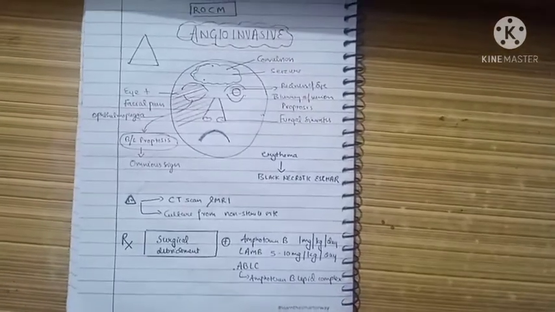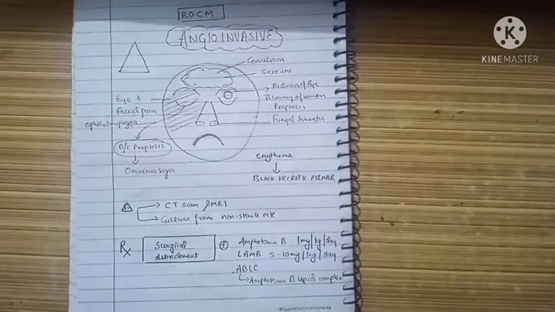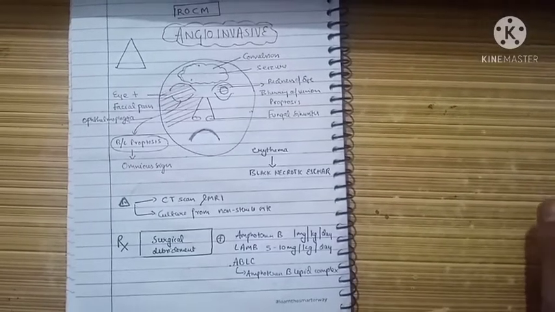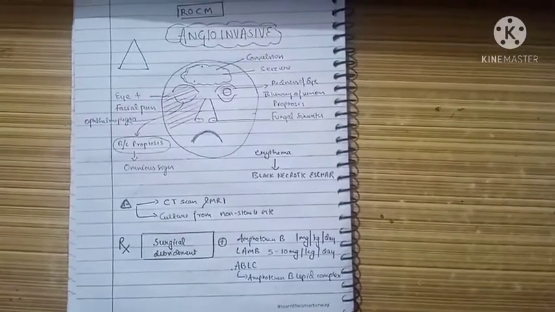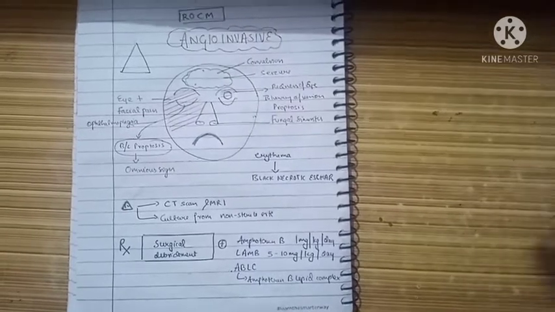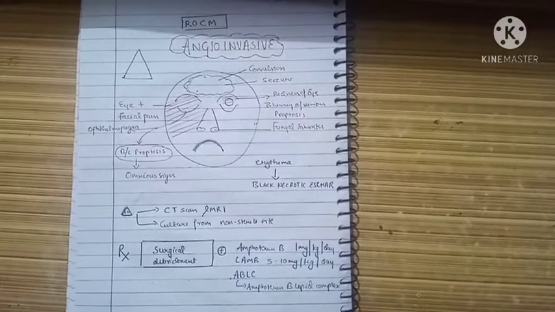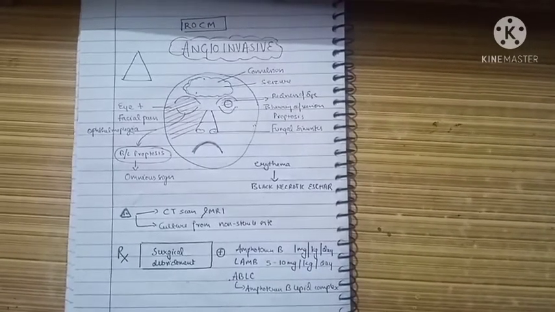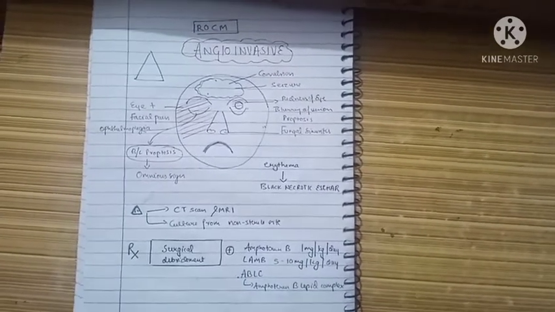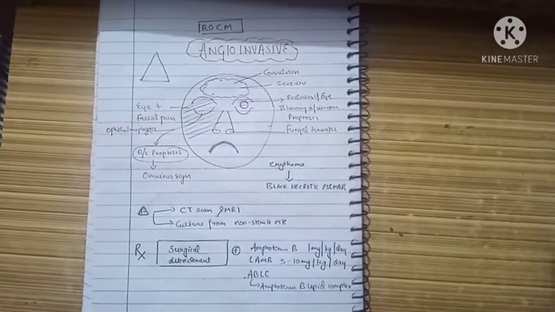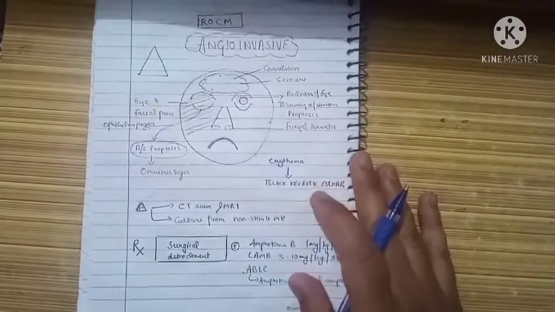But actually the treatment of mucormycosis is not so cheap. Okay, the cost of a single injection of amphotericin or liposomal amphotericin B is around 3,500 rupees. So the actual cost for 14 days can be a lot more. Okay, so this is not a cheap treatment.